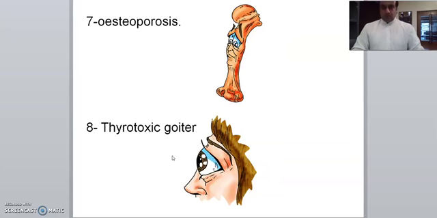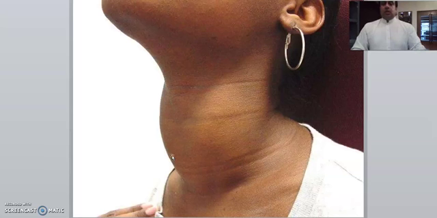Osteoporosis is also one of the main issues. Patients come with bone aches, and they say muscular aches and muscular dystrophy, all signs of weakness. In thyrotoxic goiter, one of the signs is the eye signs.